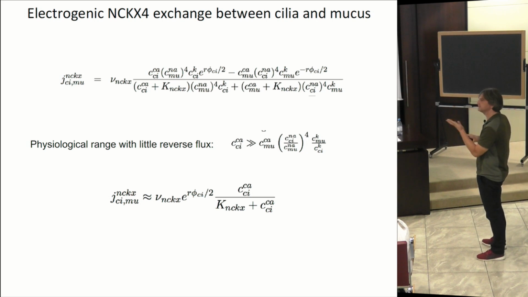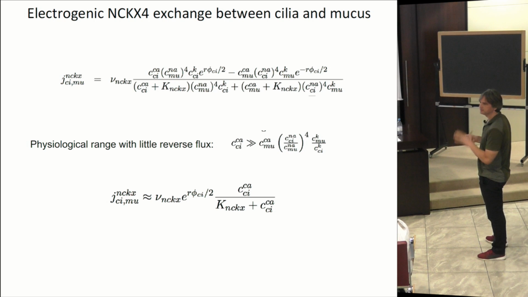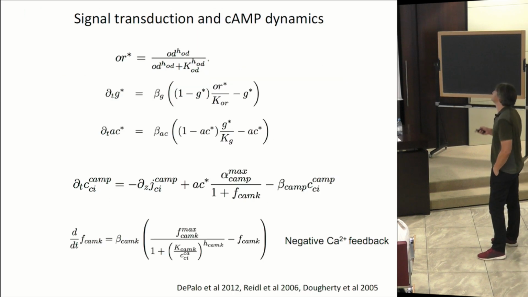But if you use this kind of equation, which I did a long time ago, you don't find any really interesting effect because the exchanger cannot go in the reverse direction. So here you get a completely different dynamic. You get the dynamics right in the physiological range, but if you perturb it, you don't get it right.